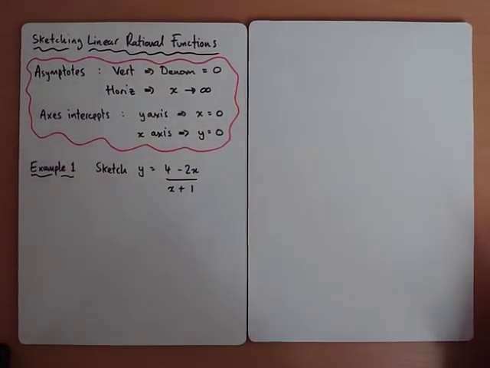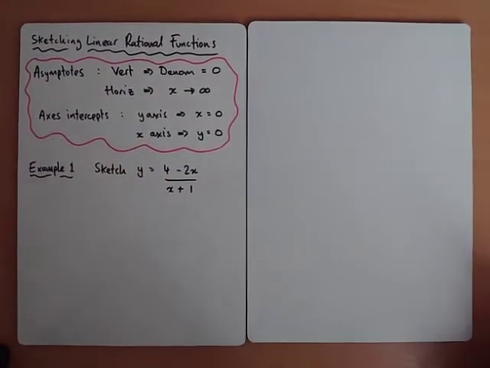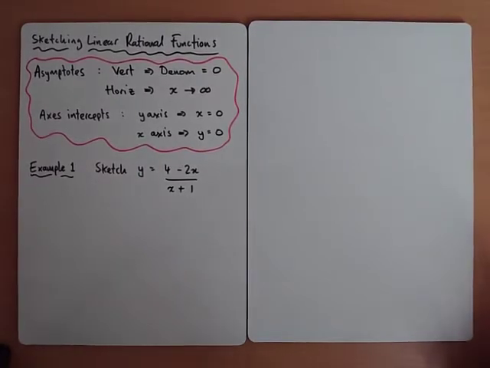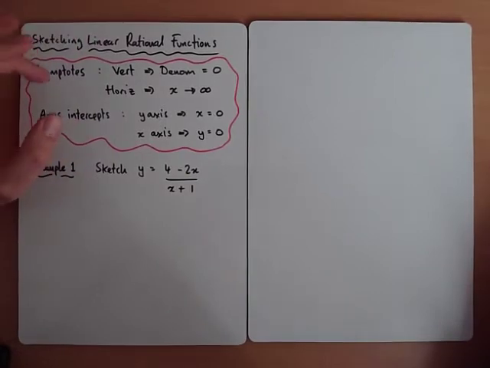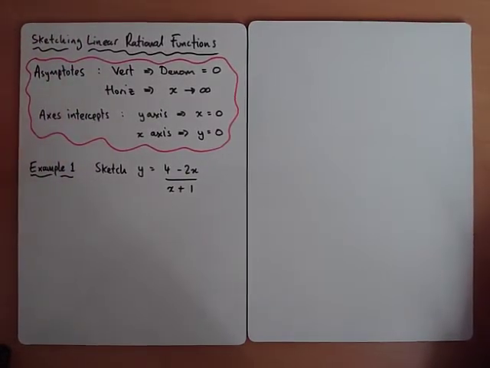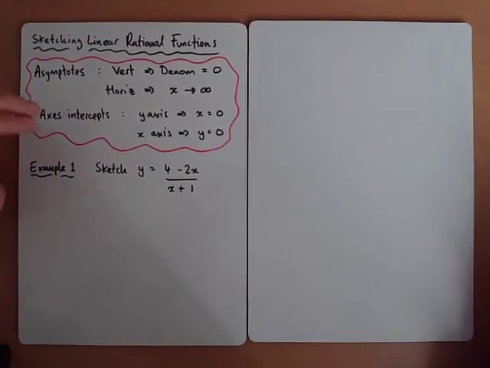Okay, so let's take a look at how to sketch linear rational functions. A little bit of a step-by-step guide. If you want to sketch a rational function, first of all, we need to think about where the asymptotes are. And once we figured out where the asymptotes are, we need to think, where does it cross the x-axis, where does it cross the y-axis?